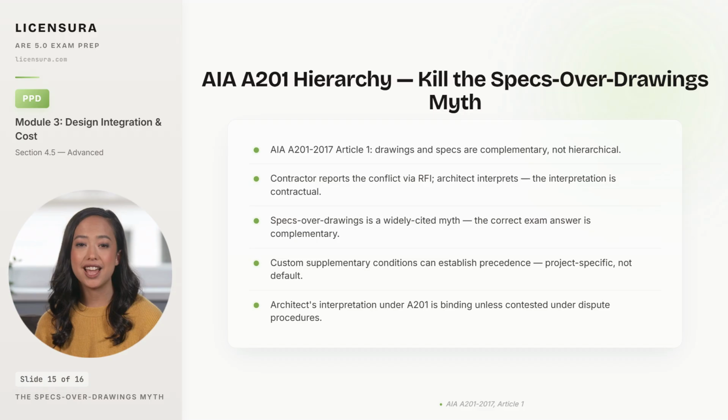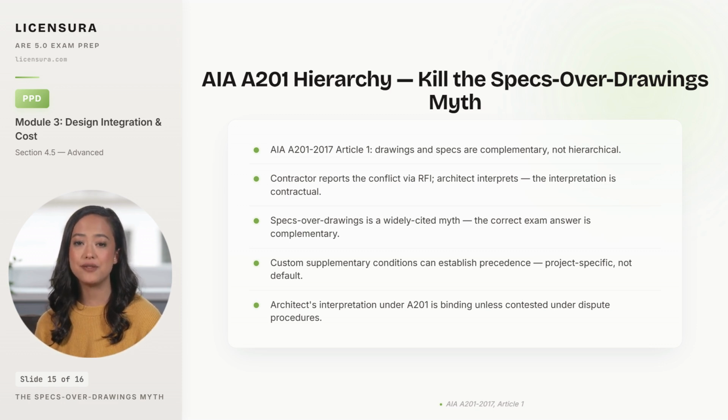Under AIA A201-2017, Article 1, drawings and specifications are complementary. What is required by either is required by both, and there is no default precedence of specs over drawings or drawings over specs. The widely cited "specs always govern" rule is a myth, and the correct exam answer is that the documents are complementary and the architect interprets conflicts.